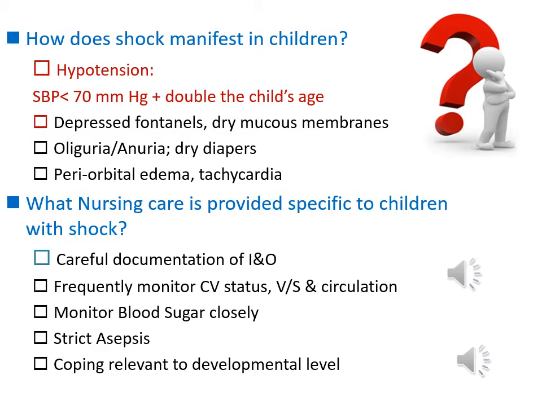Other signs of or assessment findings more specific to infants and children, of course, are depressed fontanelles, dry mucous membranes, oliguria, dry diapers. Periorbital edema is also a very telling sign in infants and children, and tachycardia.